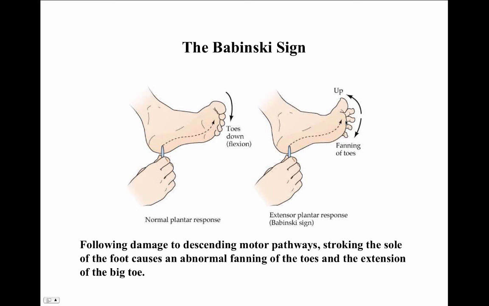After the age of 1, having a fanning up motion of the toes would be considered a concern in terms of damage that may have occurred to the motor pathways or the descending pathways that would run within this region. So following damage to descending motor pathways, stroking the sole of the foot causes an abnormal fanning of the toes and the extension of the big toe. And again, this would be abnormal after about the age of 1. Previous to the age of 1, stroking the base of a child's foot, we would expect to see the fanning toes.